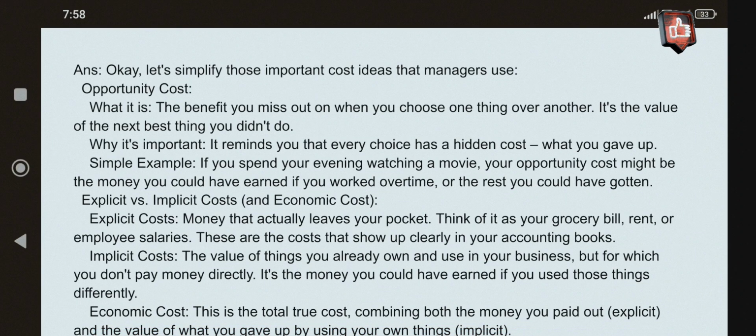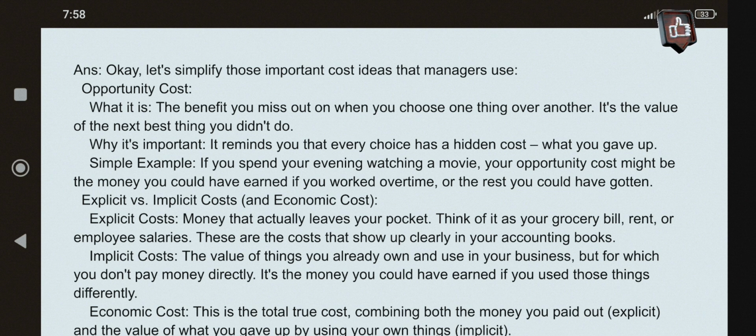Okay, let's simplify those important cost ideas that managers use. Opportunity cost. What it is: the benefit you miss out on when you choose one thing over another. It's the value of the next best thing you didn't do. Why it's important. It reminds you that every choice has a hidden cost, what you gave up. Simple example: if you spend your evening watching a movie, your opportunity cost might be the money you could have earned if you worked overtime, or the rest you could have gotten.